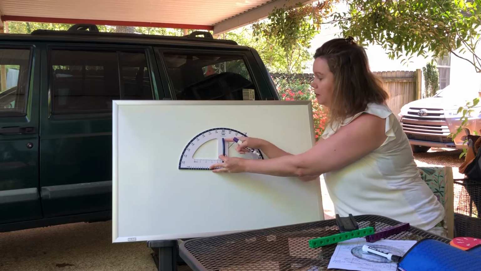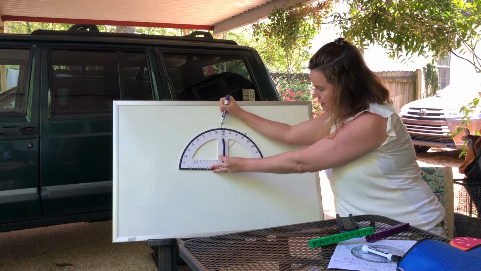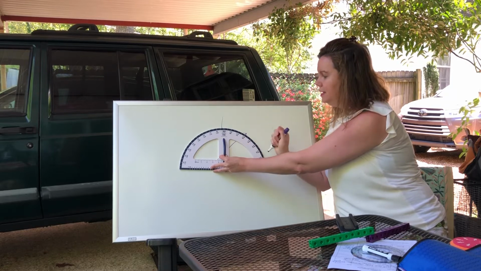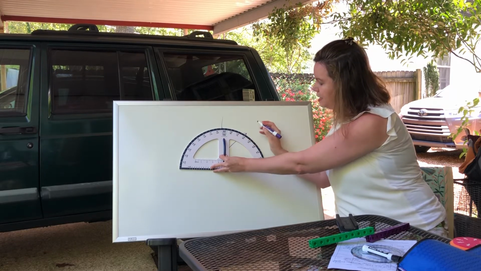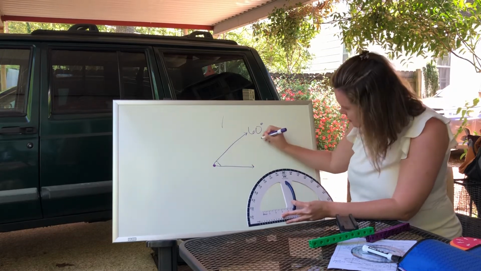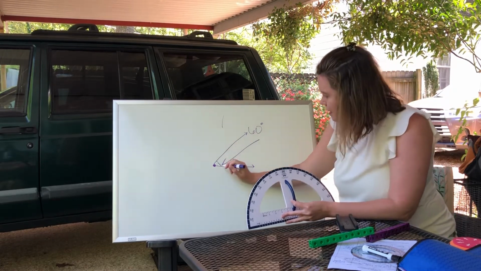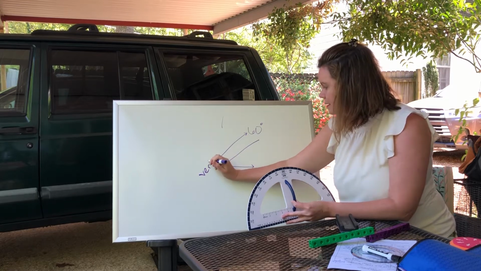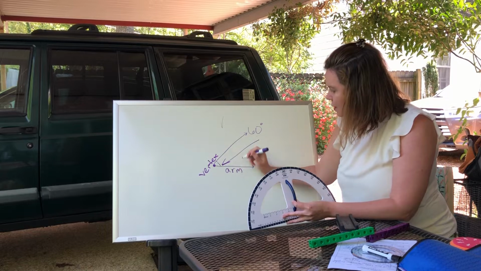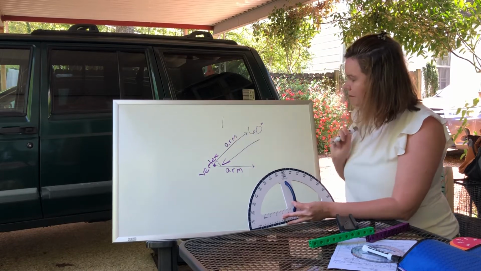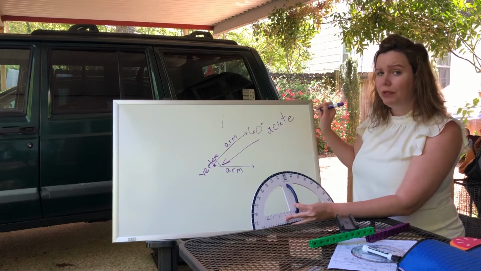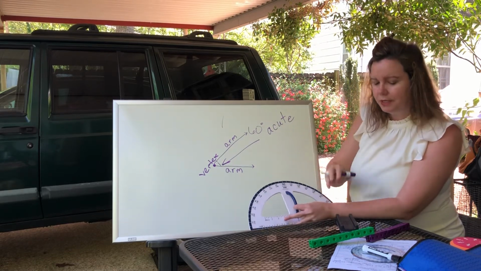No. Because use your 90 degrees as your center point. You know that this is less than 90 degrees. So this is going to be your 60-degree angle. This right here is your vertex. These are your arms. Arm, arm. This is a cute little angle. It's less than 90 degrees.